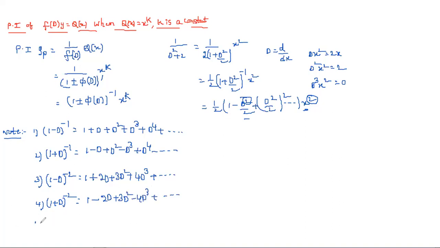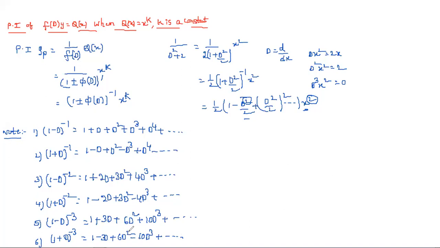In the same way, the next one, which we get very rarely: (1 minus D) whole power minus 3. This is nothing but 1 plus 3D plus 6D squared plus 10D cubed plus, and so on. And the sixth one, with opposite signs, is (1 plus D) whole power minus 3, equal to 1 minus 3D plus 6D squared minus 10D cubed plus, and so on. So these are the expansions we use in the formulas. For this procedure, these 6 formulas are important.